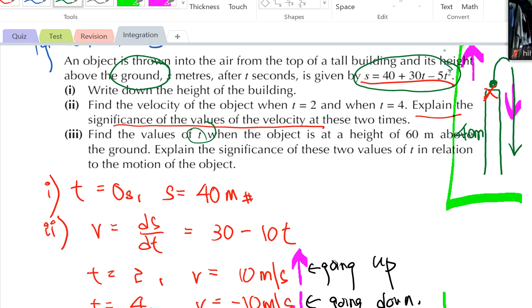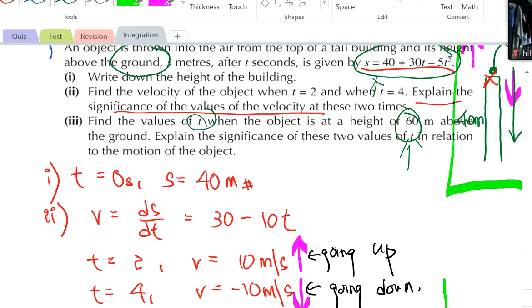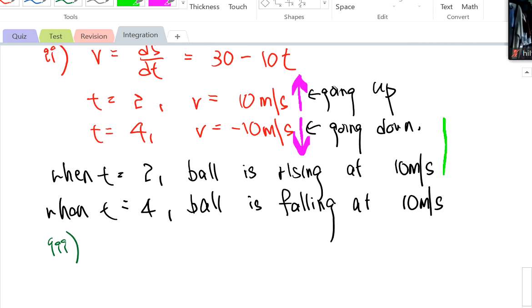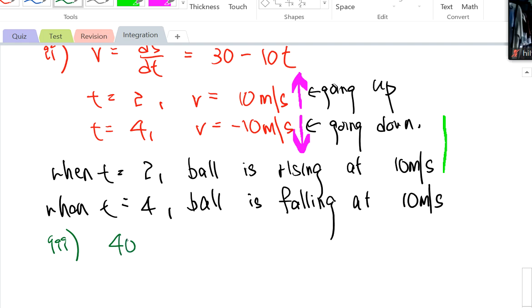Auntie? 60. So am I right to say that I need to equate this equation and this 60 meter together? So we can do that now. All right, then we can change the equation. I think you are trying to tell me that. So we need to equate that equation: 40 plus 30t minus 5t squared is equal to 60.